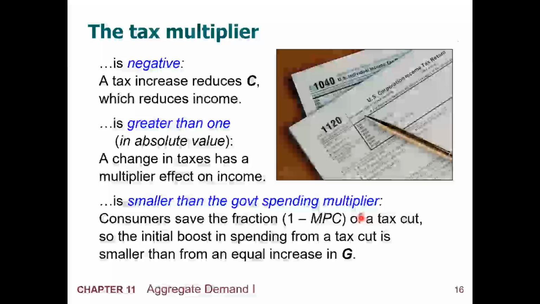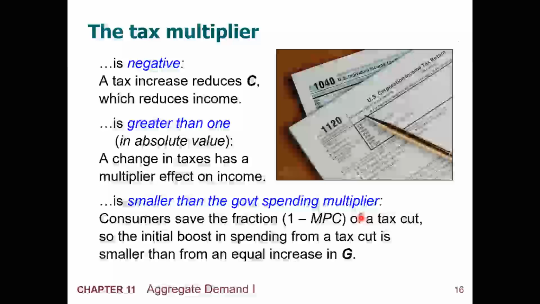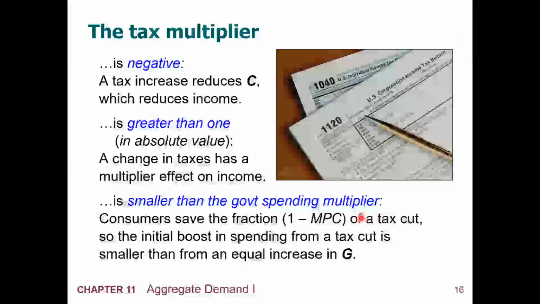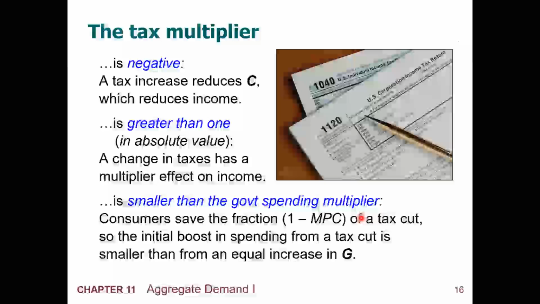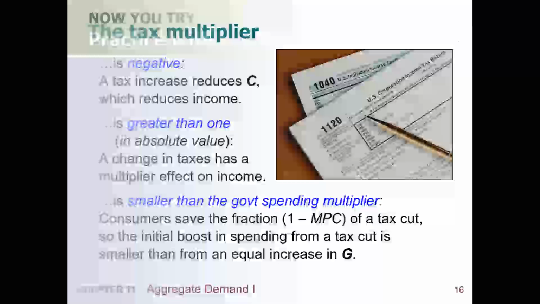Consumers save the fraction 1 minus MPC of a tax cut. So the initial boost in spending from a tax cut is smaller than from an equal increase in G. So 1 minus MPC, that's how you would get your marginal propensity to save. I don't remember if you guys did that, so I'm not going to go into that.